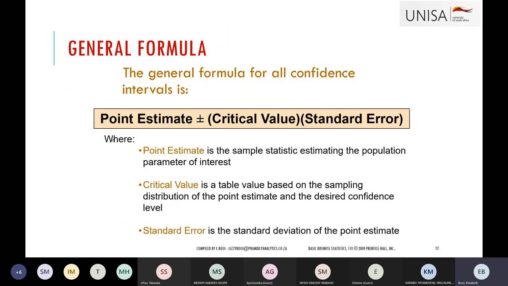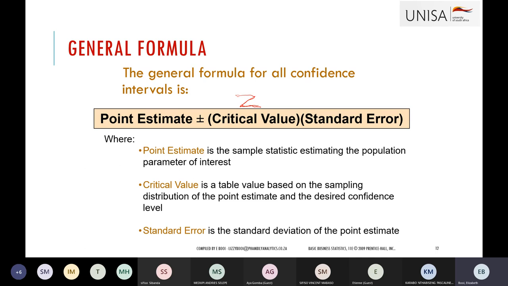For the purpose of today, your critical value will be your Z value. We're going to call it the Z value. The critical value is our Z value times the standard error. So since we're doing it for the mean, it's going to be the population standard deviation divided by the square root of n.